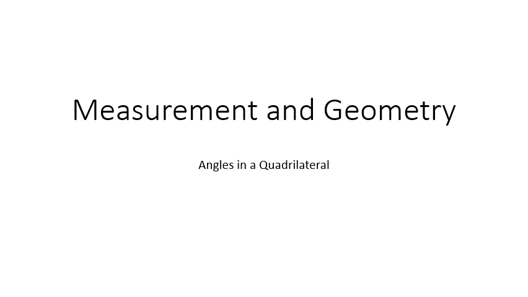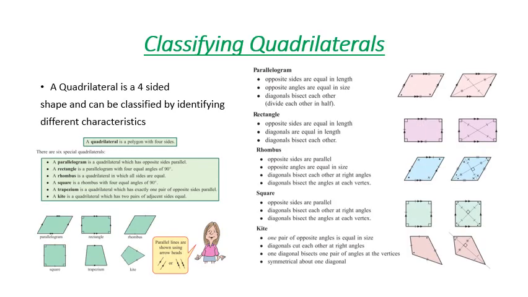Tutorial is looking at the mathematical strand of measurement and geometry, and more specifically we're going to focus our understanding on the total angles in a quadrilateral. Now before we start looking at the angles in a quadrilateral, it's important to understand that quadrilaterals do come in different sizes and a little bit of a different shape.